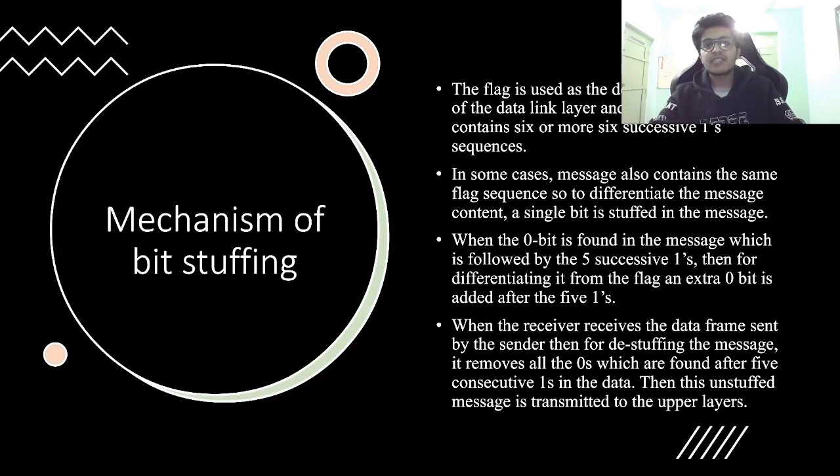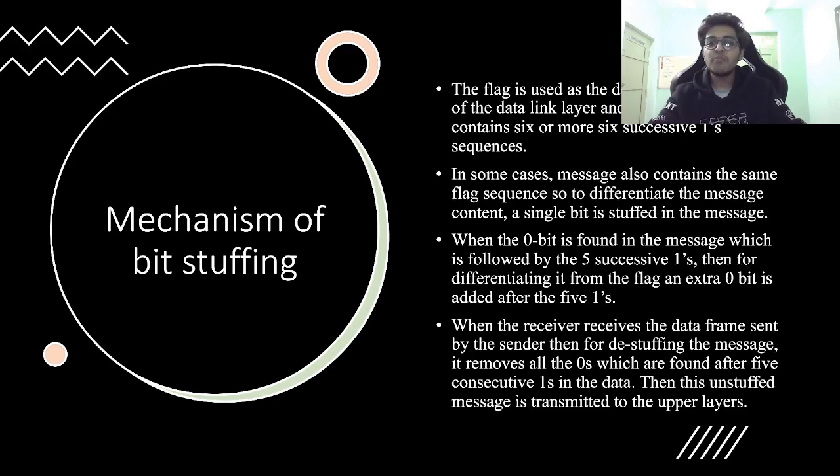Here, the flag itself is used as the delimiter in the framer of the data link layer, and this flag mainly consists of 6 or more consecutive 1 sequences. In some cases, messages are also going to contain the same flag sequence. So in order to differentiate this message content, a single bit is going to be stuffed in the message.